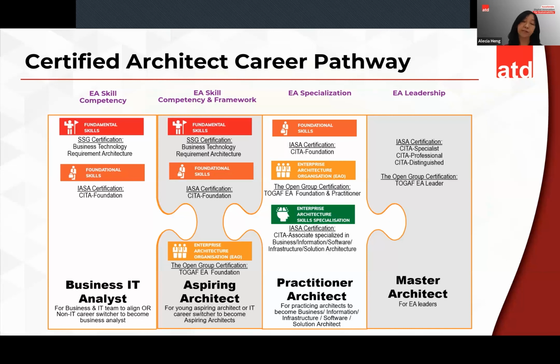And of course, for the practitioner architect, we will assume that you already have the business need analysis competency, then you can move on to the foundation skill and also the EAO, as well as specialize in one of the architectures. But for those who have more than 10 years working experience as an architect, you might want to consider becoming a master architect. So there are also certifications available that you might want to look at. So this is the architect career pathway that we will recommend for anyone who wants to move into this area.